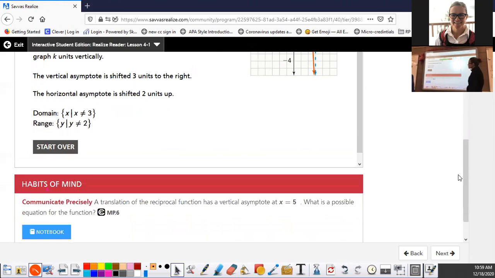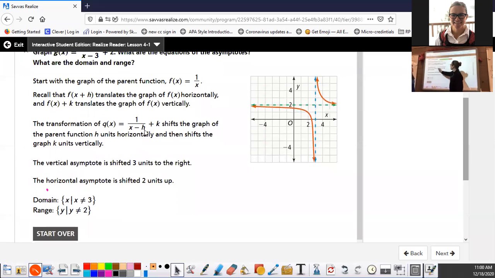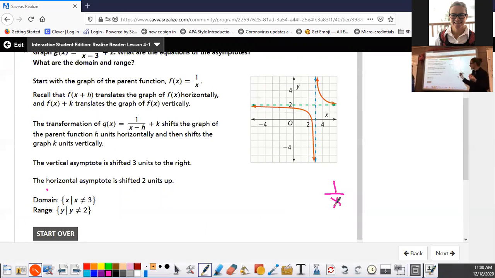When we think about the habit of mind, a translation of the reciprocal function has a vertical asymptote at 5. What is a possible equation for the function? So the vertical asymptote has shifted. That means it's a horizontal shift. So I'm thinking that h is where we're going to be focused. So play around on Desmos. Put in that parent function of 1 over x. Start there. Go to a new line and say, okay, is it x minus 5 or is it x plus 5, with parentheses in the denominator?